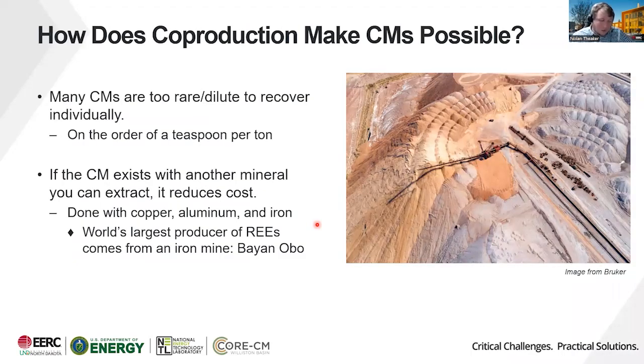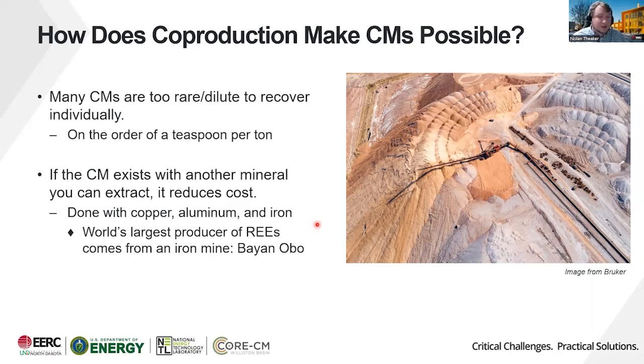So going into more detail on why this co-production concept is important and how it makes critical minerals possible in today's world: many critical minerals are just too rare or dilute to economically recover individually. You can think of this on the order of a teaspoon per ton. I mean, 20 of those 55-pound bags of salt or flour that you're going to buy, there's a single teaspoon mixed among all of them, and you have to try and recover it out of there. And that's going to be challenging.